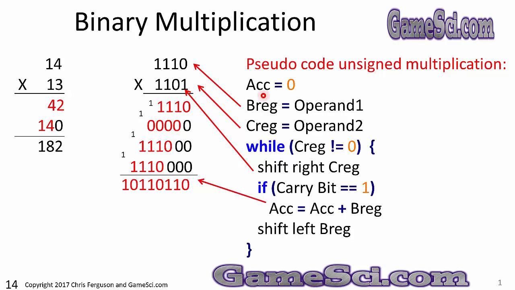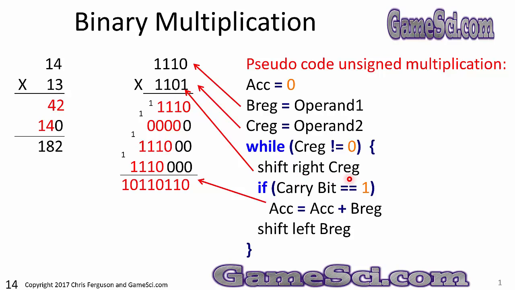I'm going to start the accumulator register with a 0 in it. I'm going to start the B register with operand 1. I'm going to start the C register with operand 2. And a simple loop of while the C register is not equal to 0, well, the C register contains this, so it's certainly not 0. I'm going to execute this code.